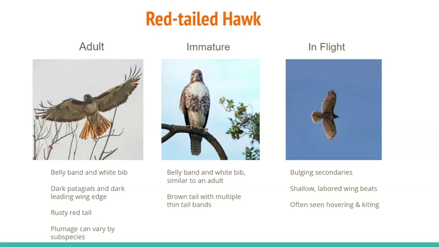In flight, red tails have a really beautiful classic buteo shape. A really iconic characteristic for them is the bulging secondaries of the wings. There's not many other buteos that show that much of a bulge. So if you see a buteo soaring with that distinct shape, then your odds are pretty good that it's a red tail. When in active flight, their wing beats tend to be very shallow and labored. And then they're, again, a species that we will often see hovering or kiting.